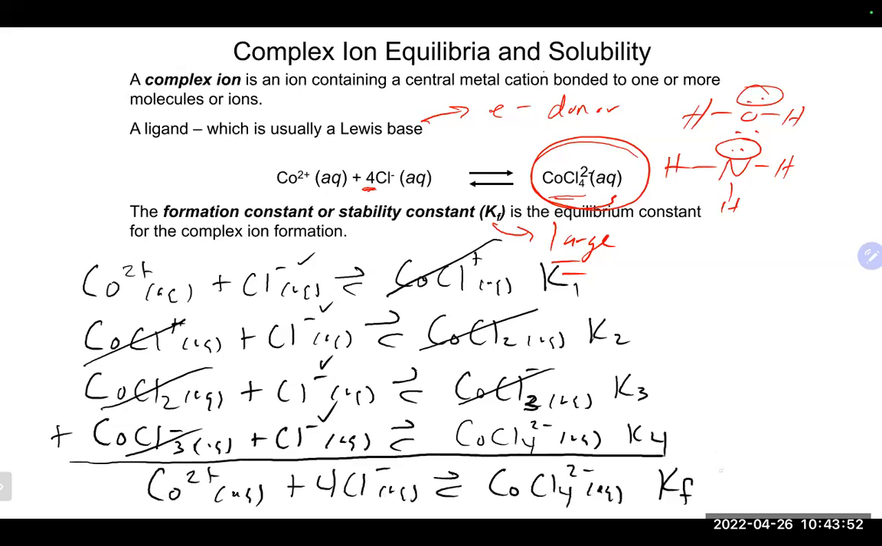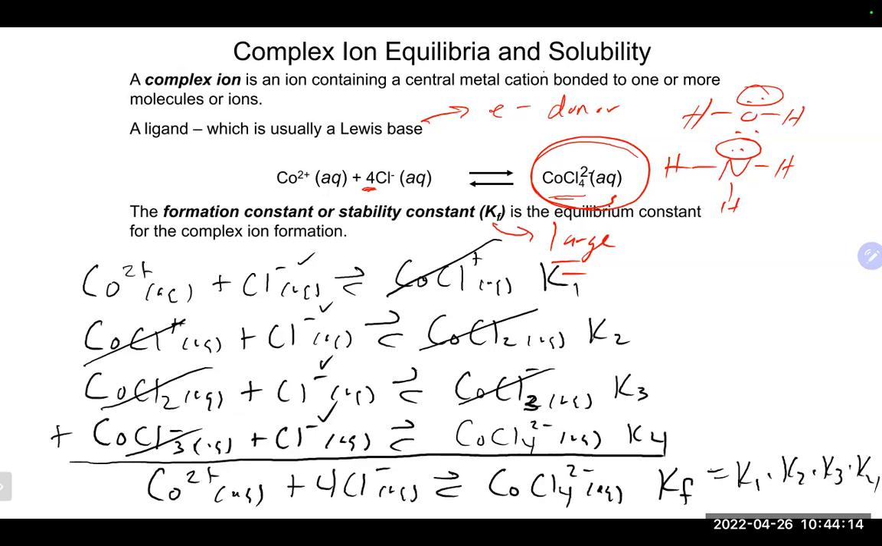By the way, if I wanted to calculate the Kf, how would I get the value? I take all those K values and multiply them together. That's what we talked about with the Ks, right? You would take K1 times K2 times K3 times K4.